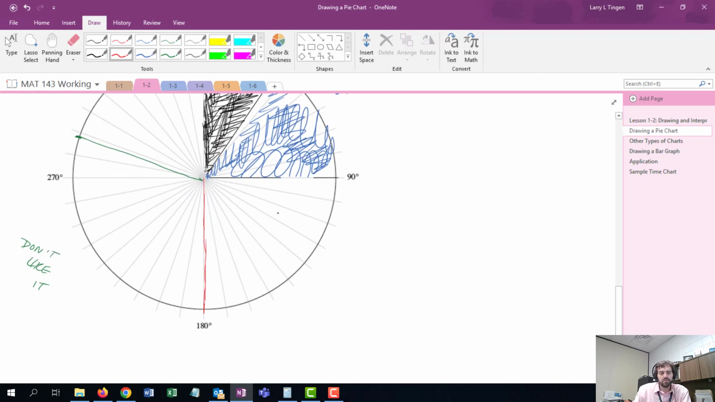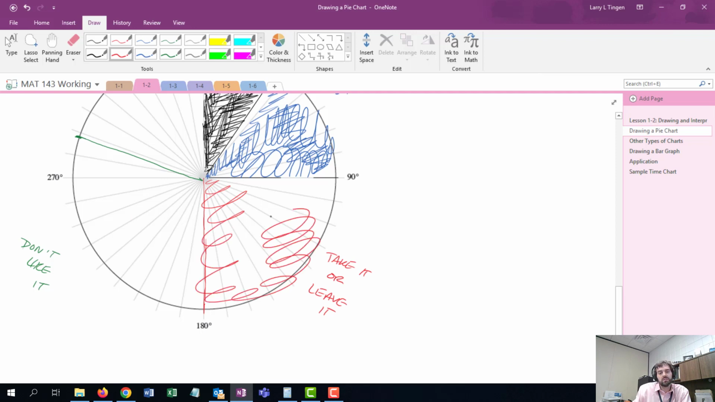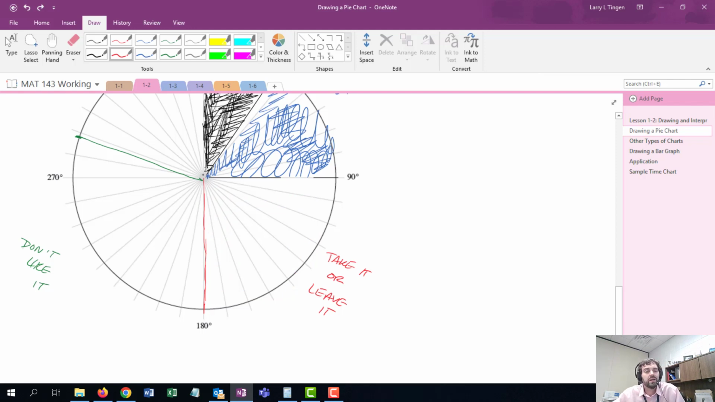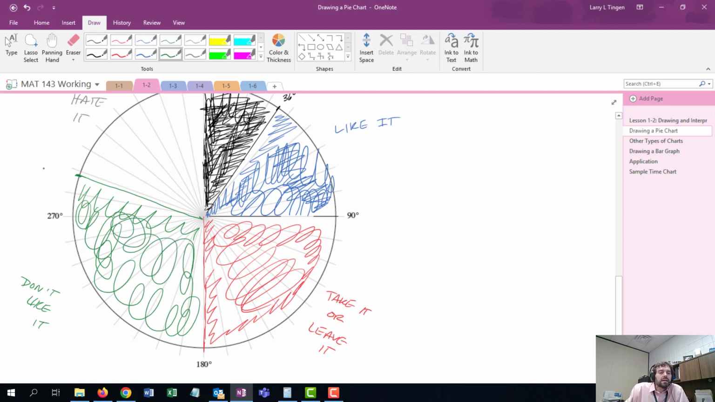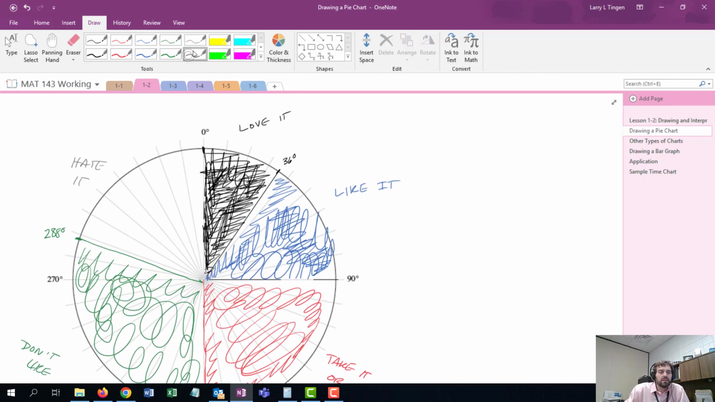So this was like it. This was take it or leave it. So that's the red. No. I think you get the idea here. So yeah, this whole part of the wedge is take it or leave it. And then the don't like it gets you up to here. And then we said this was at 288 degrees. I just want to make that mark so that you can see how we arrived at the answer. And then the last group was the hate it. And that makes up this portion.